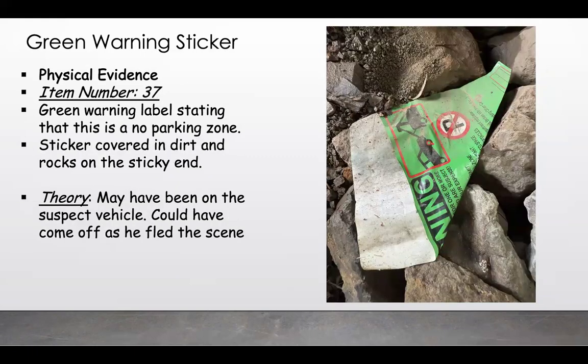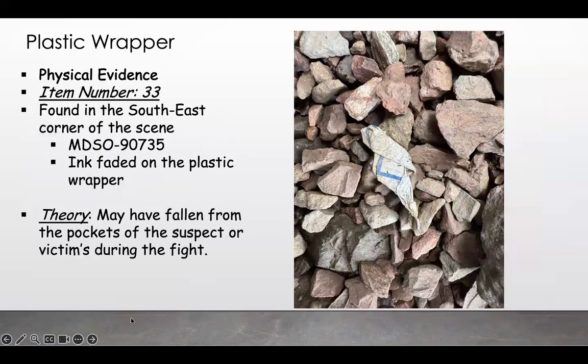So next, we're going to look at the green warning sticker, another example of physical evidence. It was a green warning label stating that it was a no parking zone, and the sticky end of the sticker was covered in dirt and rocks. It was near the east wall. As you can tell through the images, there's a little tow truck, the lettering in black, and then the no parking sticker on the right. Our theory was that it may have been on the suspect's vehicle and could have come off as they were fleeing the scene.